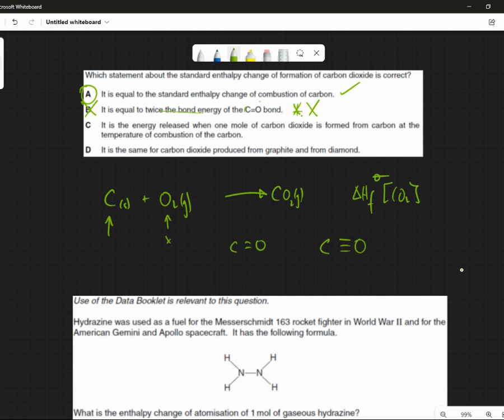That one. It's the energy released when 1 mole of carbon dioxide is formed from carbon at the temperature of combustion. Well, that's not standard conditions, then, is it? So C is wrong. It's the same for carbon dioxide produced from graphite and from diamond. That's not right either. Okay, I'll show you an interesting thing actually.